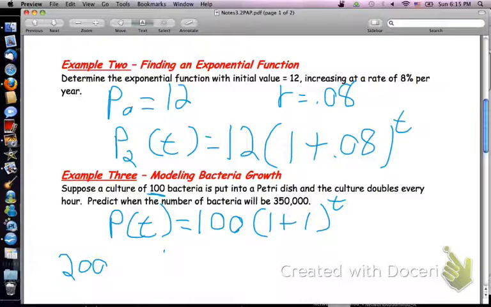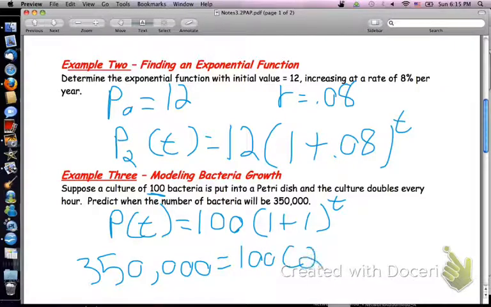Now we want to find out the time when the population is 350,000. So what could we replace with that? Well, the P of t would be our population. So that would be 350,000 equals, 1 plus, I'm going to simplify that to 2 to the t. But how can we figure out how many hours it takes to reach 350,000? That's a little more difficult.